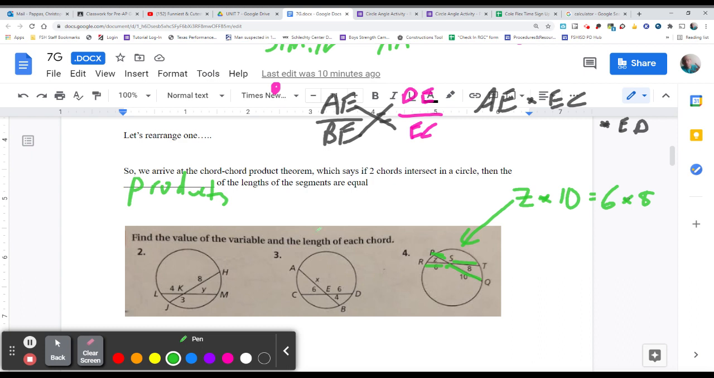And that's the case with all of these, ladies and gentlemen. That's the chord product theorem. Z times 10 is equal to 6 times 8. It's coming right across. So we get 10Z equals 48. And so Z would be equal to 4.8. And that's that. It's a really, really simple formula there.